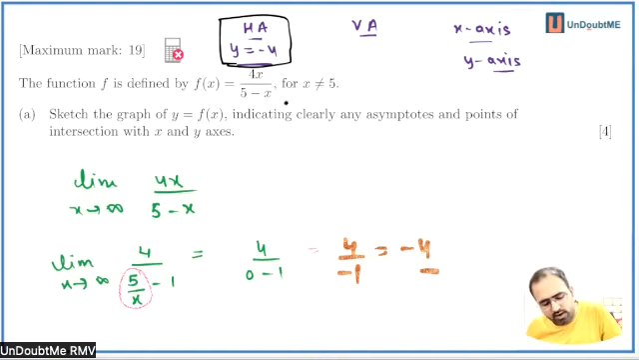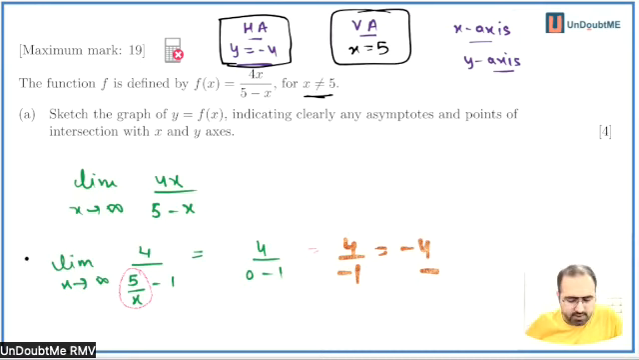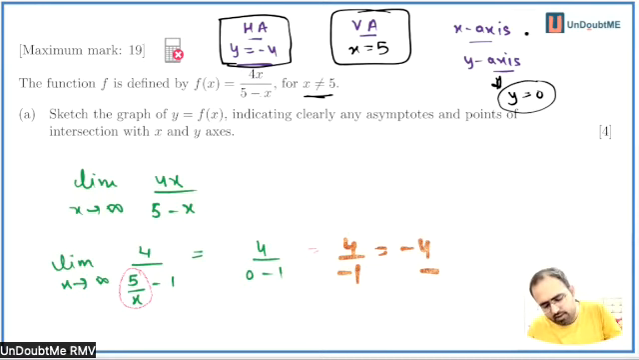So y is equal to -4 is the horizontal asymptote. For vertical asymptote, it is clearly mentioned x is not equal to 5, so x is equal to 5 is the vertical asymptote. If I want to find the y-axis intercept, I'll put x is equal to 0, and I'll get y as 0 only. For the x-axis intercept, the root will also be x is equal to 0. So (0, 0) is a point from where for sure this is crossing. That will help me a lot to draw the graph.